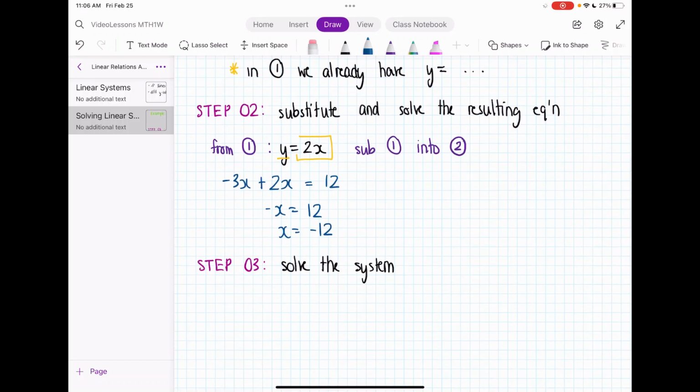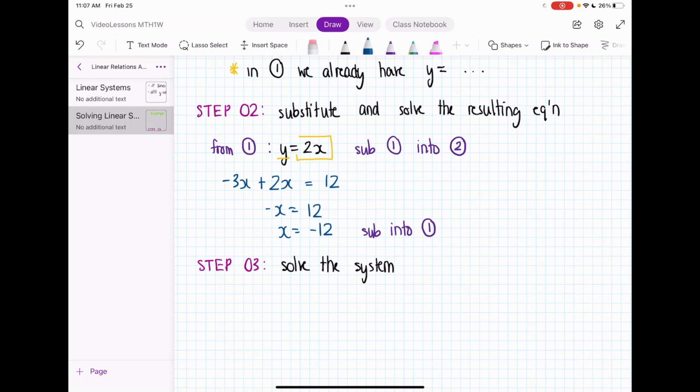So what we do is this x value is going to sub back. We have to sub it into equation 1, because that's the easier equation. Equation 1 says y equals. So if I sub it into equation 1, I will immediately have y equals. And that's our solving of the system now.